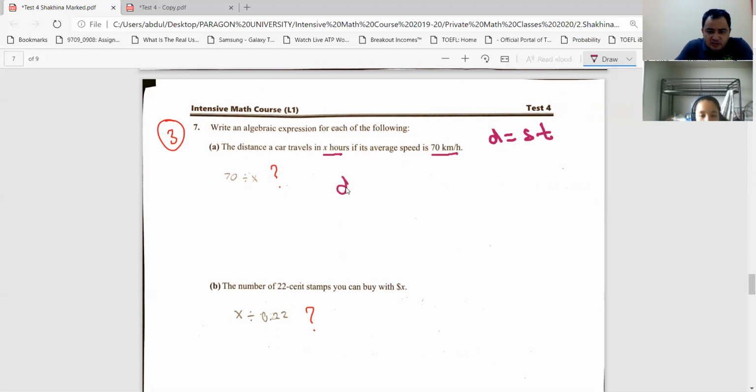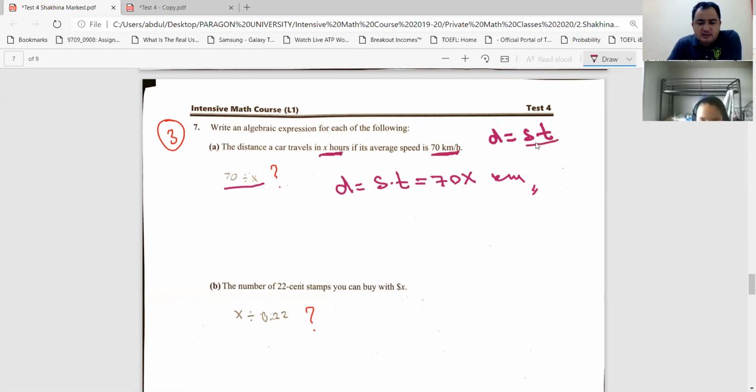And what is the distance, Shahina? Speed times time. And what is the speed? 70 here. And time, it is X. So it is 70X kilometers. Why did you divide here? Because to find the distance, right, we need to multiply time by speed, right? Speed times time.